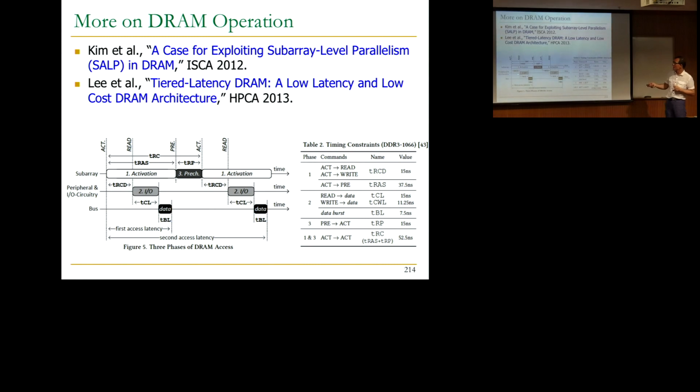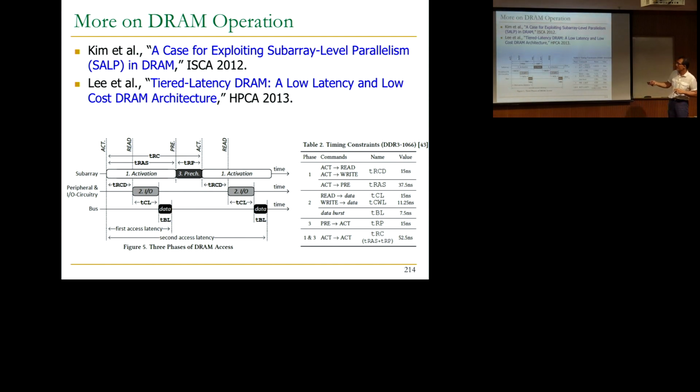So this is the activation delay. After you send an activate command, you need to wait for some time for the data to be amplified by the sense amplifiers and to be stable in the sense amplifiers. That's the activate to read delay. That's called TRCD over here. And in this technology, it's 15 nanoseconds. Activate to write delay is the same thing. Basically, you need the data to be stable to be able to write.